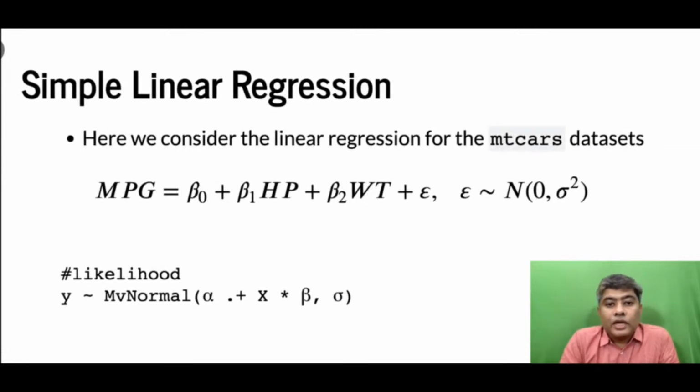Let us consider a simple linear regression. So we are considering this mtcars dataset where MPG is miles per gallon, HP is the horsepower of a car, and WT is the weight of the car, and I want to predict miles per gallon as a function of horsepower and weight, plus some error terms where the error follows normal 0, sigma squared. The likelihood model will follow effectively a multivariate normal with alpha naught plus X beta, where alpha here is essentially my beta naught, and X beta will consist of beta 1 and beta 2, and X will consist of HP and weight.